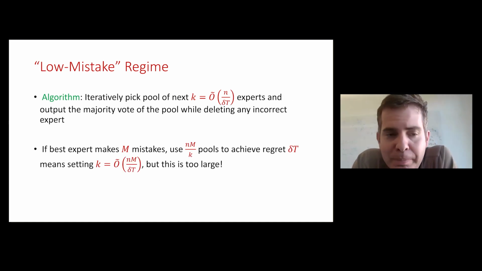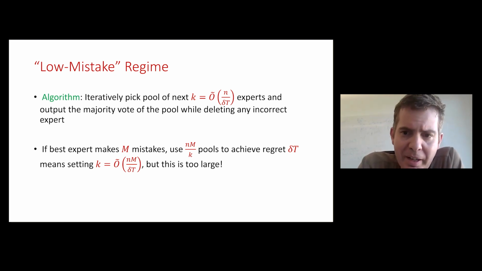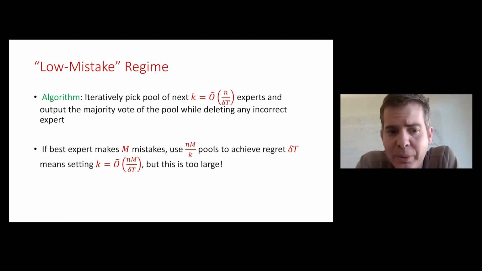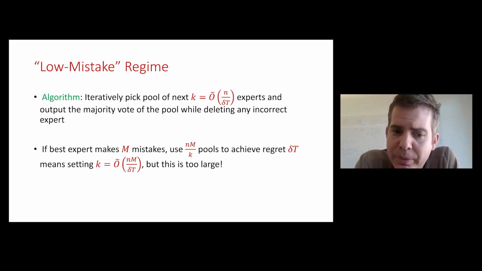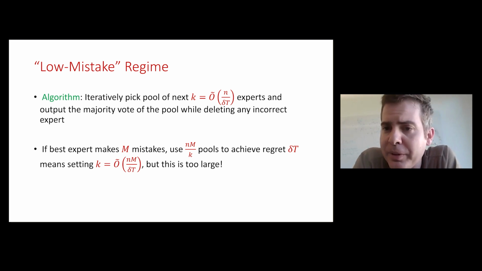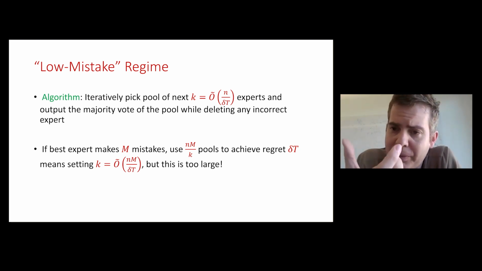In the low mistake regime on this slide, it's a very slight modification, which is a very natural idea: change the pool size. If the best expert makes capital M mistakes, in the second bullet, use a number of pools which is M times larger. And then you have to solve for how many experts you need in each pool. You solve and you get n M over delta t. Now the number of experts in your pool is your memory, because you're running one of these majority algorithms on those experts. You need to keep them in memory. They're identifiers.